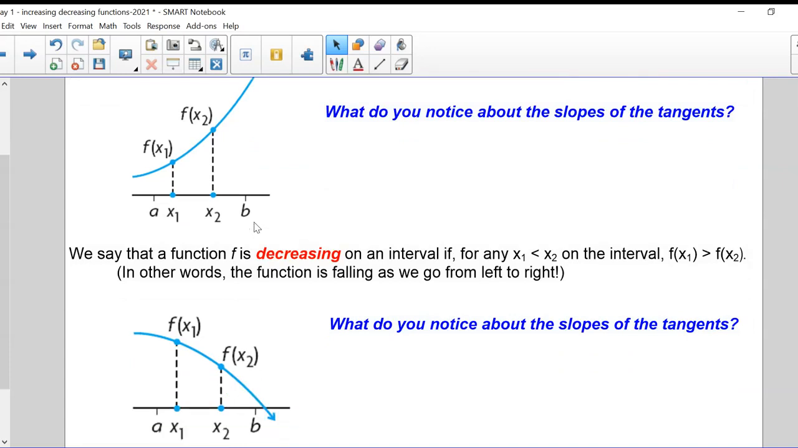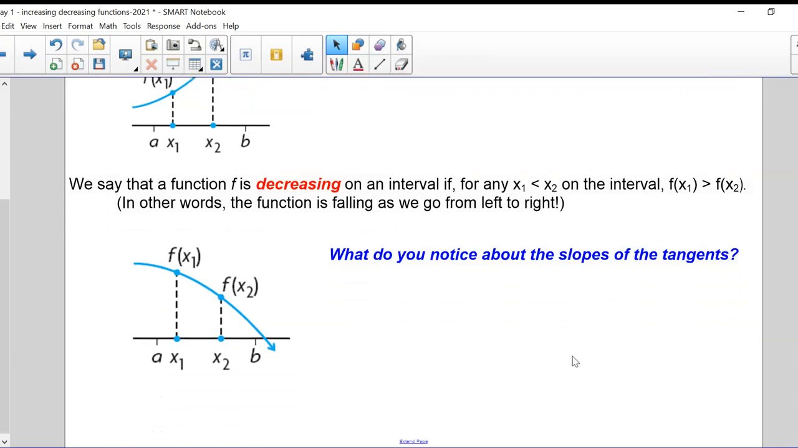When the function is decreasing, if you're comparing x1 to x2, then if x1 is less than x2, y1 is greater than y2. If this is less than this, then this is greater than that. Or in other words, the function is going down as you go from left to right. That's the easier way to look at it. This sort of complicated language probably doesn't help anybody, but that's the way it's set out in the textbook, so I thought I'd just repeat it here.